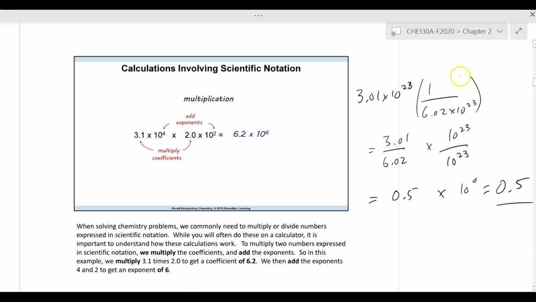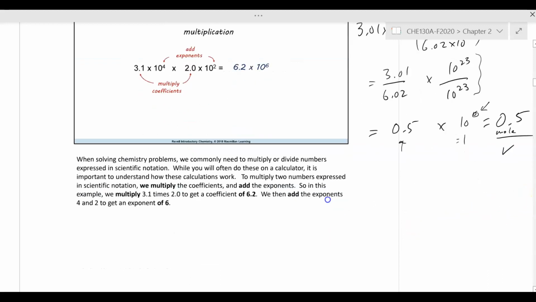And to do that, we were multiplying by the conversion factor 1 mole over 6.02 times 10 to the 23rd atoms. And if I do the coefficient part, that's 3.01 divided by 6.02, that's 0.5. And if I do the exponent part, 10 to the 23rd divided by 10 to the 23rd is 10 to the 0. 10 to the 0, of course, is 1. So 0.5 divided by 1 is 0.5 moles. So we could actually have probably done that one in our head.